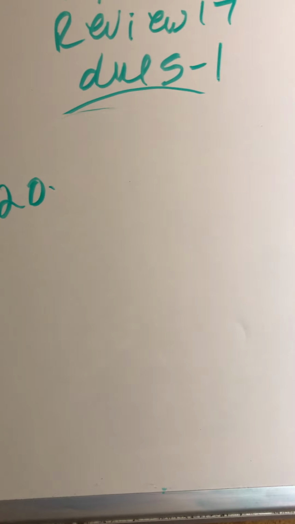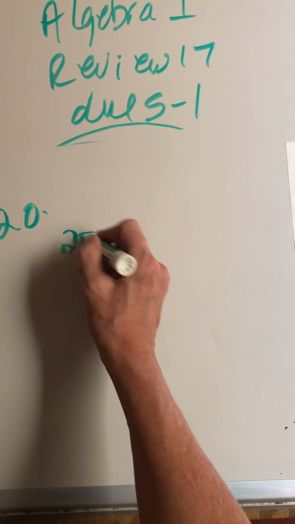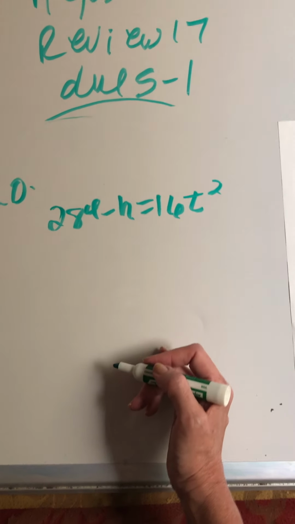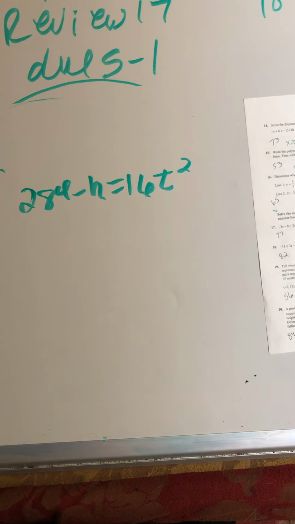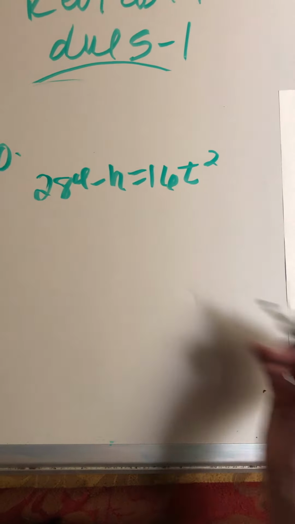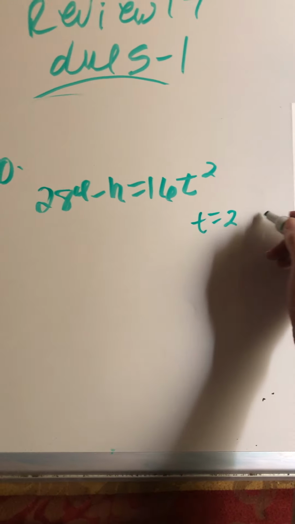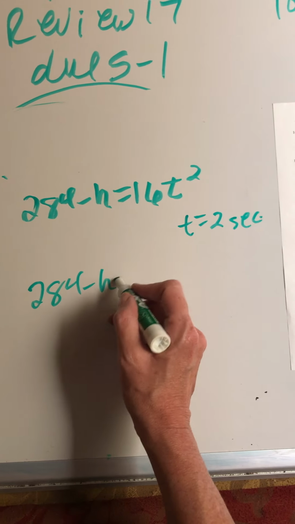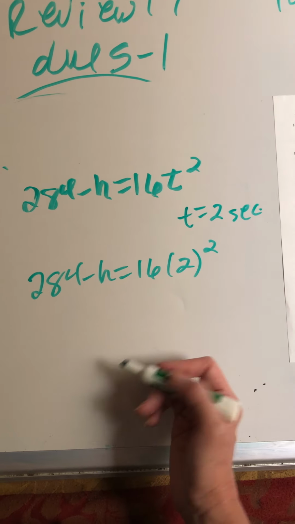Number 20, a penny is dropped from a 284-foot tall tower. The equation 284 minus h equals 16t squared can be used to find the height h of a penny after falling for t seconds. Estimate the height in feet of the penny after 2 seconds. So they're giving you the time. T is 2. T stands for time. They tell you it's 2 seconds. So your t is 2. So 284 minus h equals 16 times 2 squared. Then you go from there.